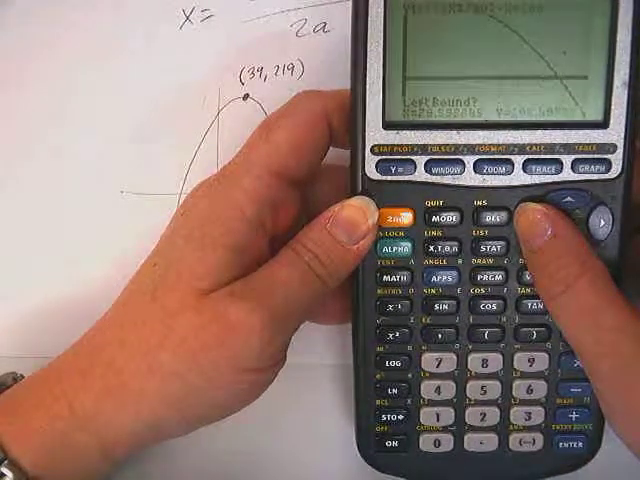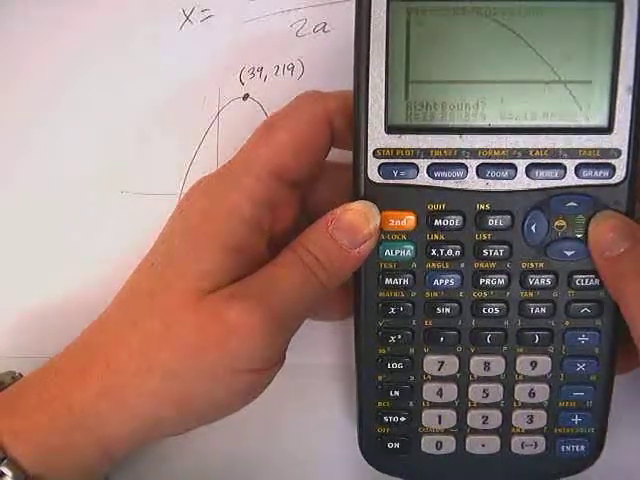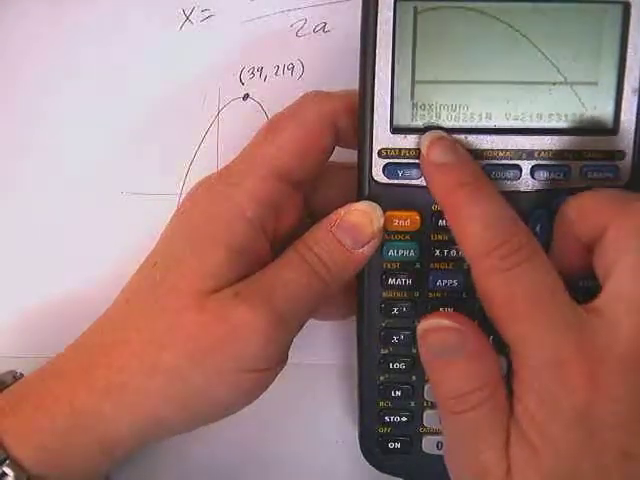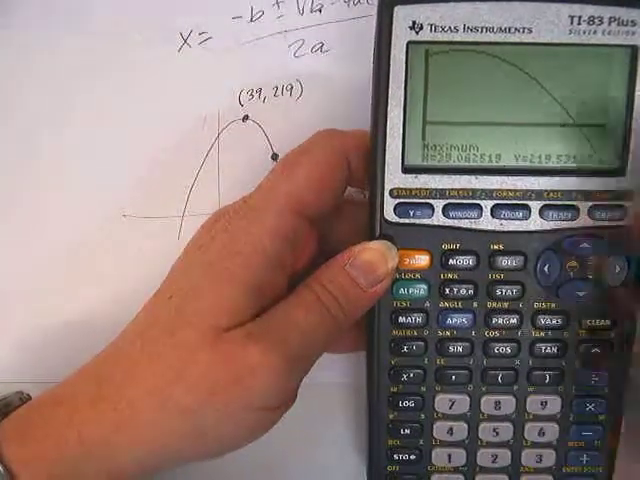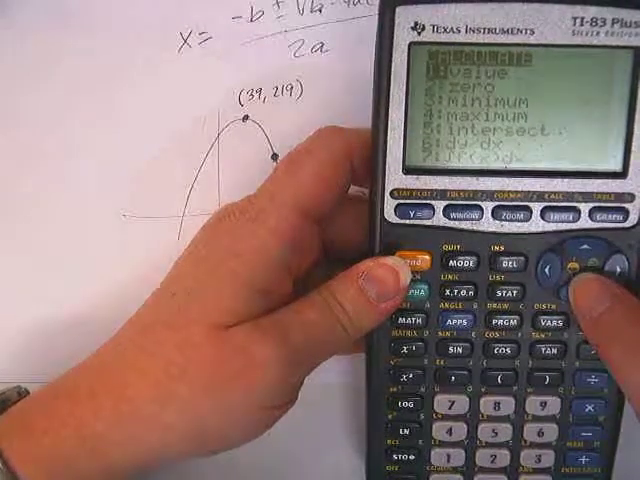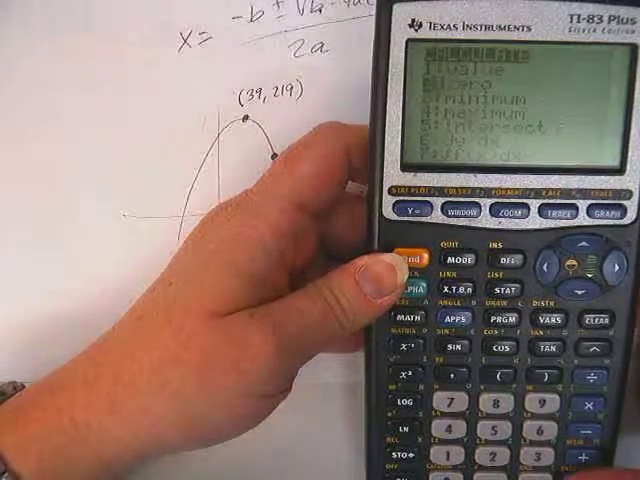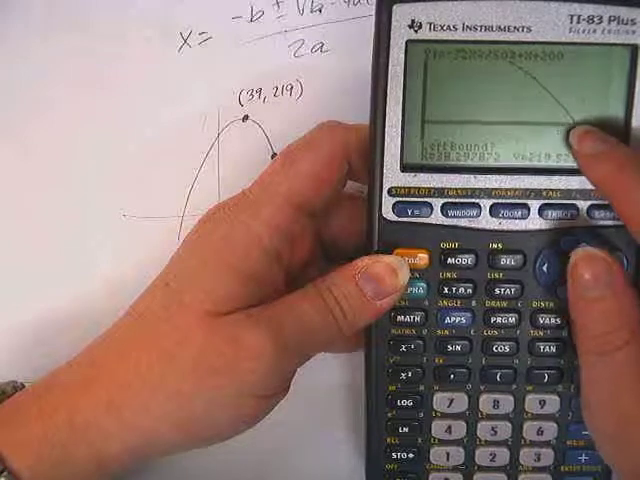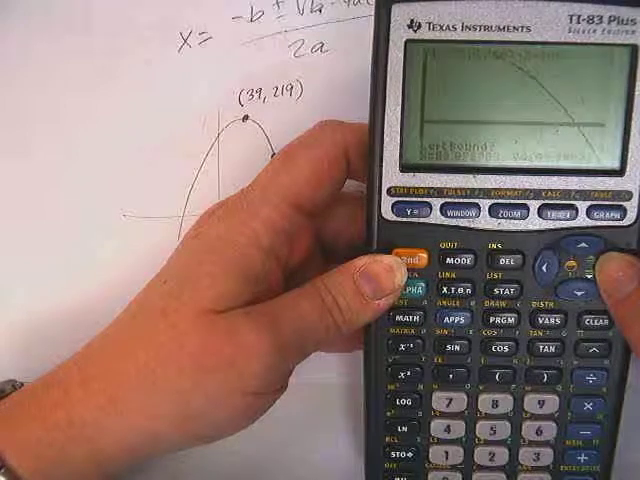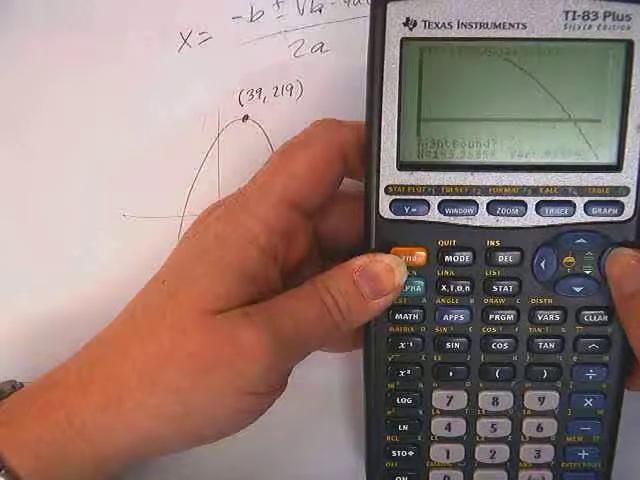Shows us the path. Okay, then to verify the other answers, you go second calculate, find the maximum, make sure you're on the left side of the maximum, hit enter, make sure you're on the right side of the maximum, hit enter one more time, and verify our answer is at 39 and 219. Then we will go to second calculate and look for the zero, because the word zero refers to the x-intercepts. So if you want to find that x-intercept right there, you just use the zero.